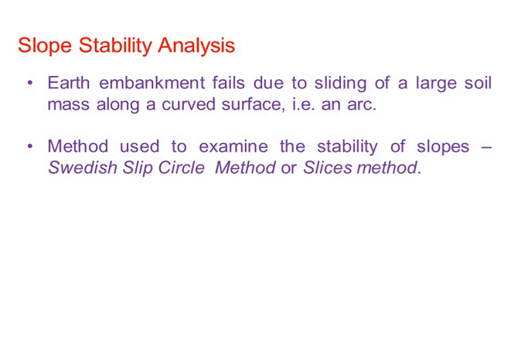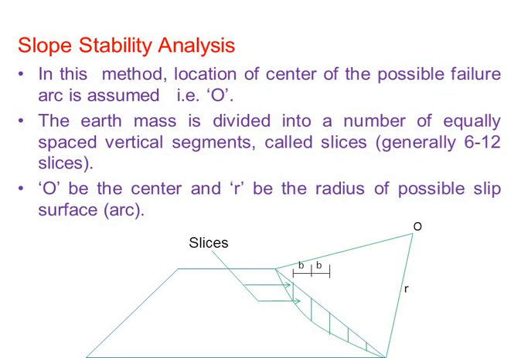An earth embankment fails due to sliding of a large soil mass along a curved surface, that is an arc. The method used to examine the stability of slopes is the Swedish slip circle method or slices method. In slope stability analysis, the behavior of a cylindrical soil mass is studied. For such a cylindrical soil mass, a failure arc can be assumed. It is assumed on both upstream as well as downstream sides of the dam.